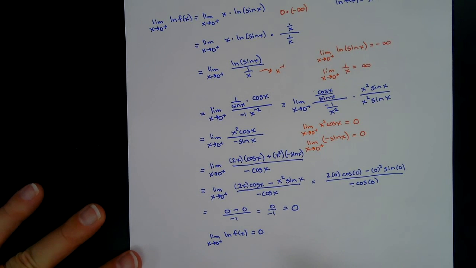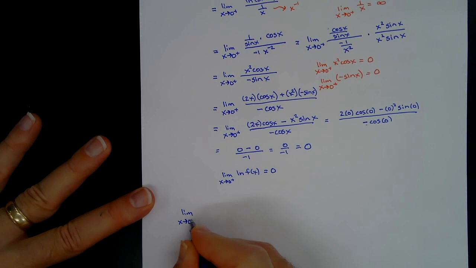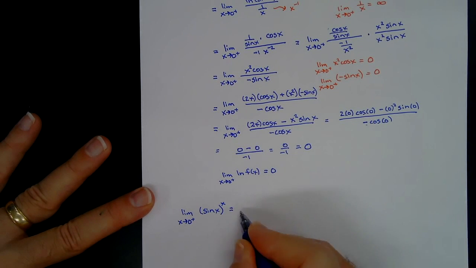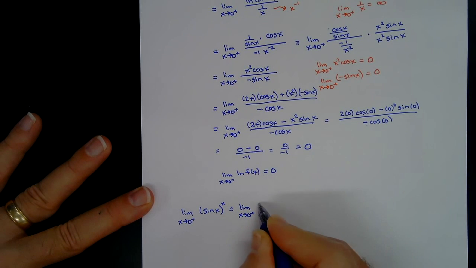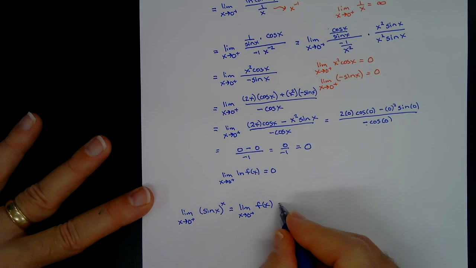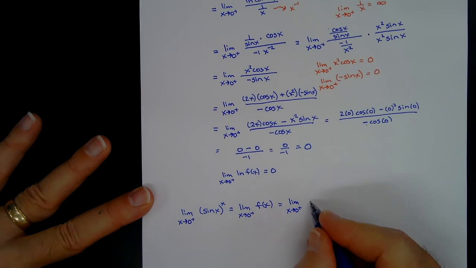So now what were we trying to find? We were trying to find the limit as x approaches 0 from the right of sine of x raised to the x. That was the same as writing the limit as x approaches 0 from the right of f of x, because we called f of x this function. And then we're going to say that's the same as the limit as x approaches 0 from the right of e to the ln of this, because once again, e to the ln are going to undo each other.